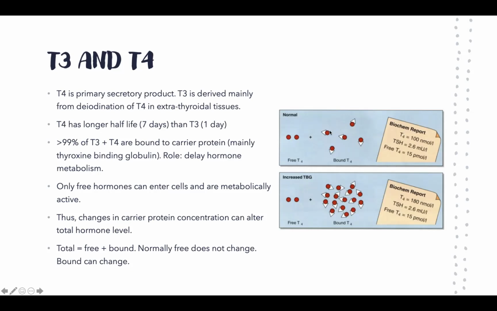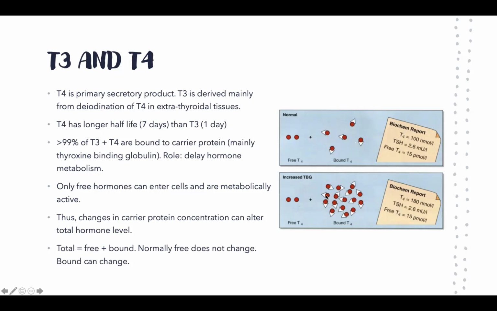Sometimes for some other causes, we can have changes in our carrier protein. So how do we keep free T4 the same no matter how the carrier protein changes? Well, our body can compensate. For example, we want our free T4 to remain the same.